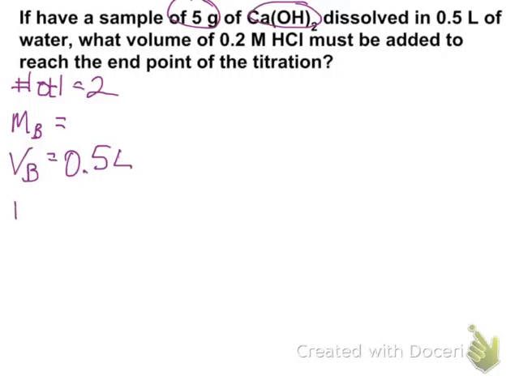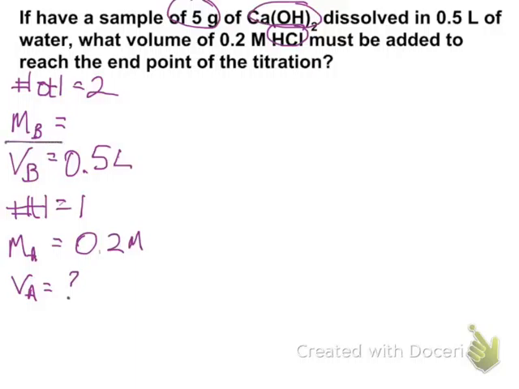We know our number of H's in our acid is 1 because it says we've got HCl. We know the molarity of our acid is equal to 0.2 molar, and we're trying to find the volume of our acid. So before we do all that, we already said we know stuff about the molarity of our base. We're going to have to actually find the molarity of our base.